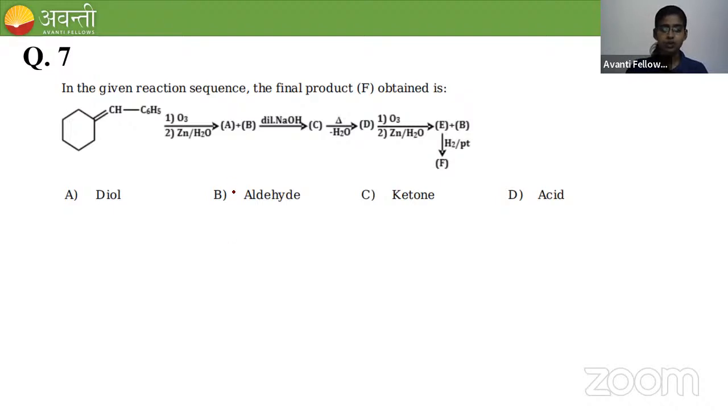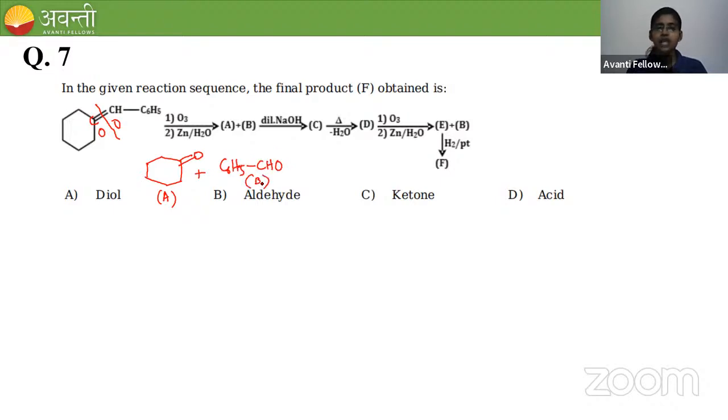So what happens on ozonolysis? In ozonolysis, between the double bond carbons, just break the bond, add one oxygen to the left carbon and the other oxygen to the right carbon, and you will get two products. So you will get compounds A and B. What are compounds A and B? Compound A, you have to draw the ring and add a double bond here. This is compound A. And what is compound B? C6H5CHO. So this is compound B.